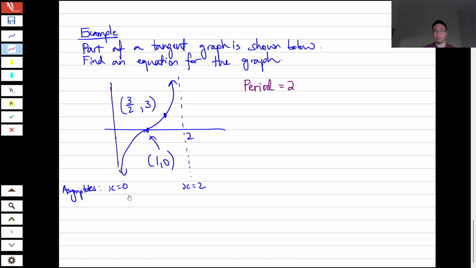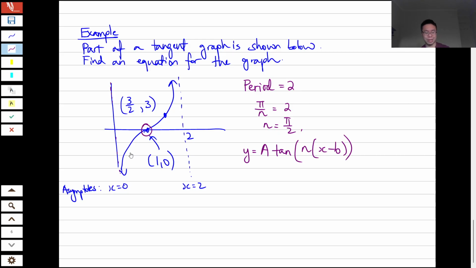Since adjacent asymptotes are separated by an interval of 2, that means pi on n is 2, or n equals pi on 2. Our general equation will look like this. It'll be some dilation factor from the x-axis, giving me my vertical scale, times tan of n with some horizontal translation. And here there's no vertical translation needed because the x-intercept is halfway between the asymptotes. So if that happens, no vertical translation is required.